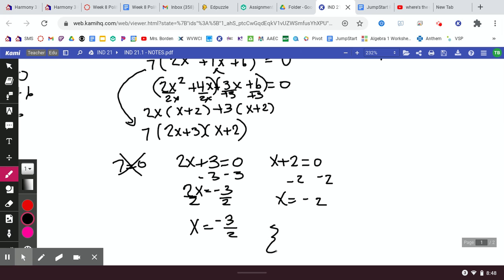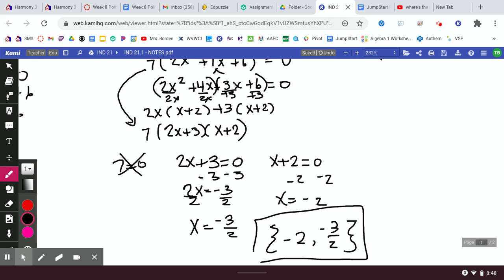And then when I write them, if I write them in order of least to greatest, -2 is smaller than -3/2, because 3/2 is 1 and 1/2. So that's how you can figure out which one to write first. Like I said, I would never count it wrong if you put -3/2 first. But on Khan Academy, if they ask for the biggest and the smallest, you're going to want to know how to do your negatives. Okay, -2 is a smaller number than -3/2.